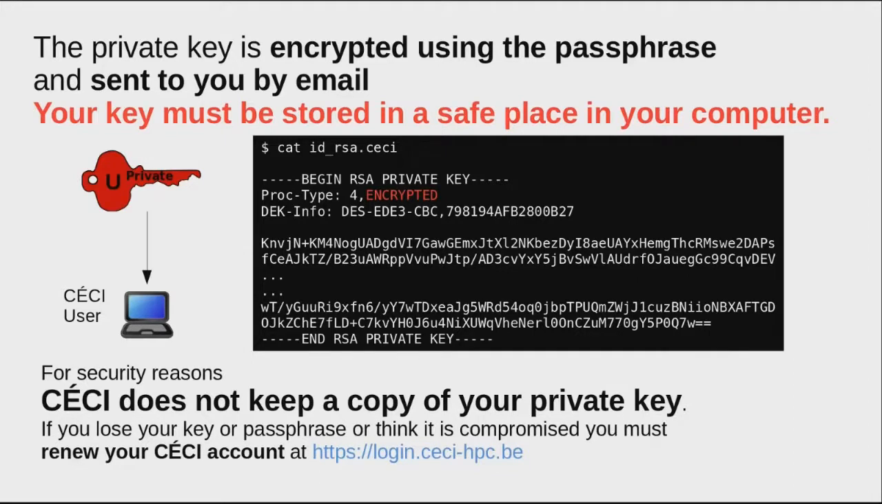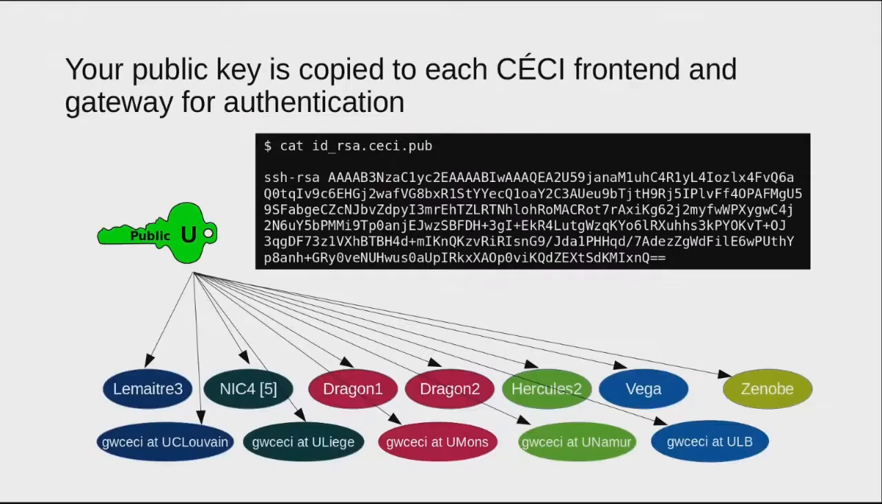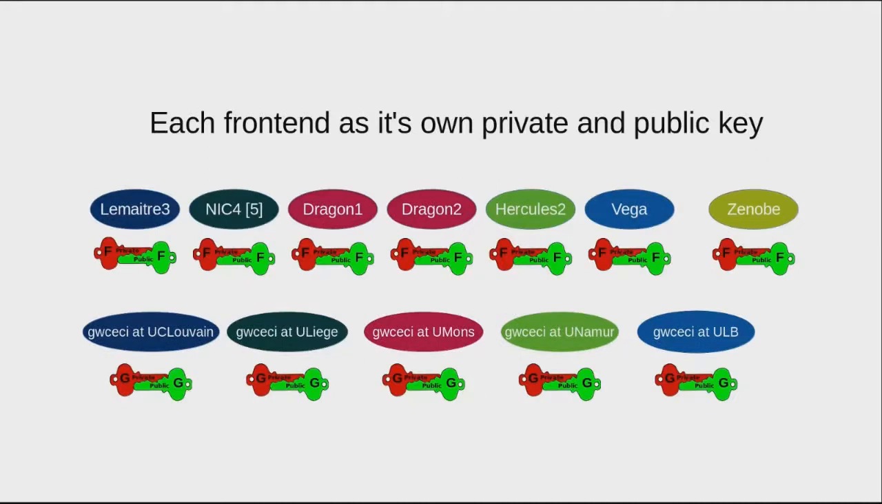You must store your private key in a safe place on your computer. Please note that the CECI does not keep a copy of your private key or passphrase. So if you lose your key, if you forget your passphrase, or if you think your key has been compromised, you must renew your CECI account. Your public key is copied to each CECI frontend and gateway for authentication. Each frontend and gateway also has its own private and public key for authentication.